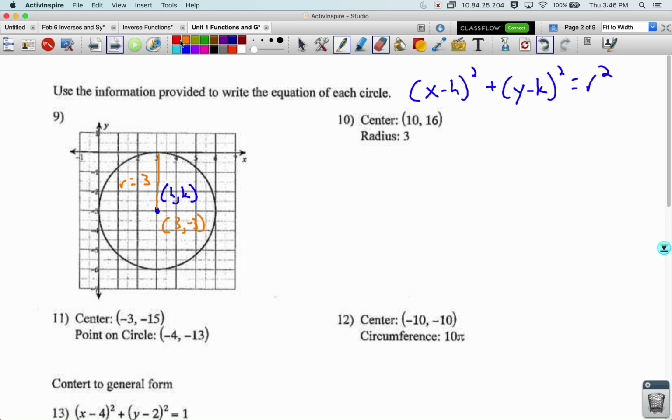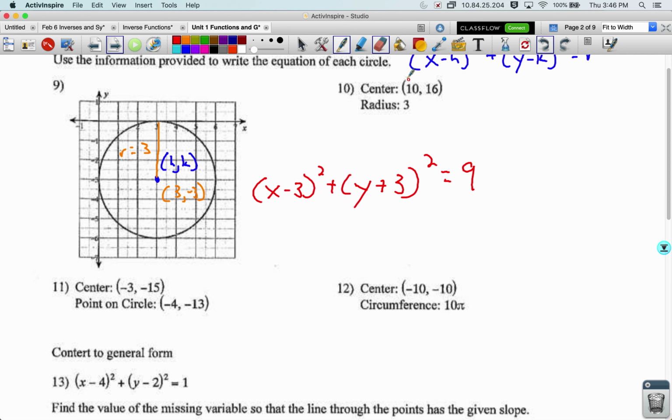So we plug that into this formula here. We get x minus 3 squared plus y plus 3. So there's a negative there and a minus in the formula. That becomes a plus. Equals r squared, but we can do that in our head. 3 squared is 9. All right, very similar for number 10. You just label this h, k, and r, plug it in.